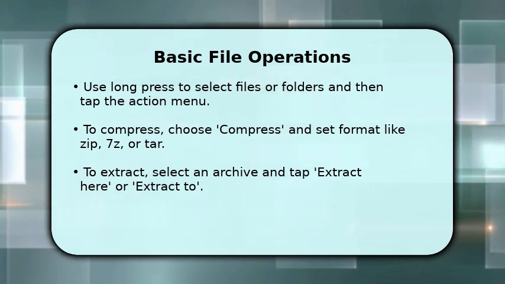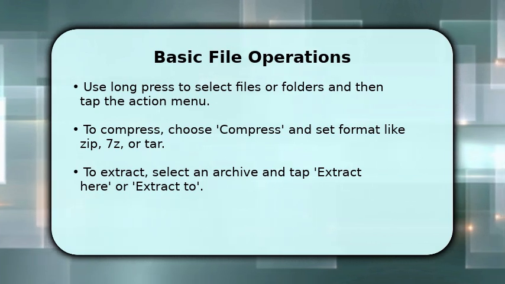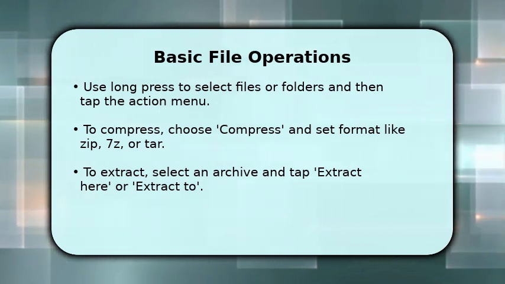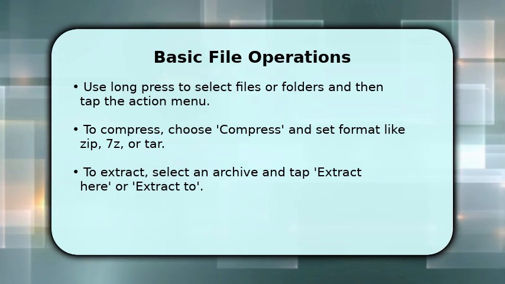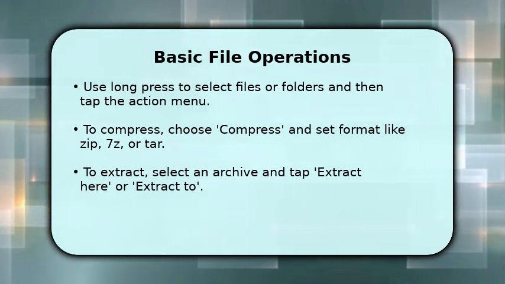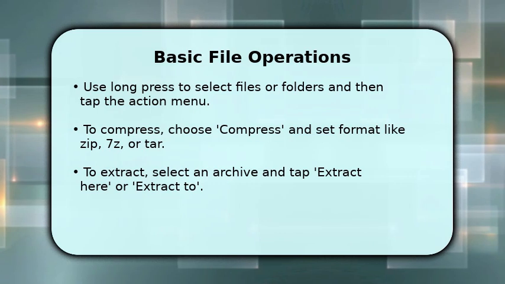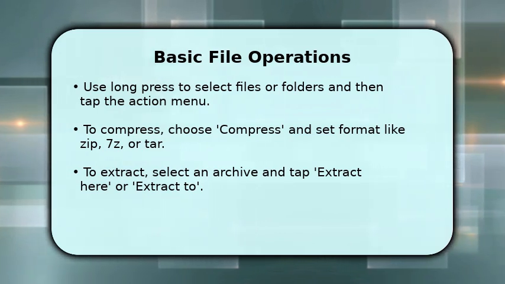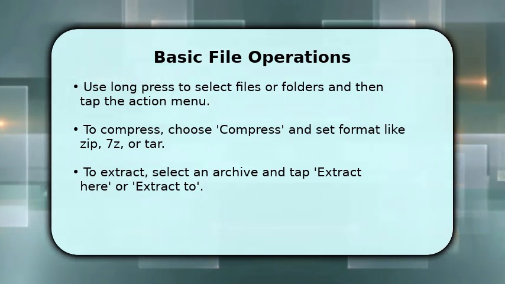To compress, press compress, choose a format such as zip or 7z, set encryption and enter a password if desired. To extract, tap an archive, choose Extract Here or Extract To, and confirm the target path. Monitor progress in the notification area and wait for completion.